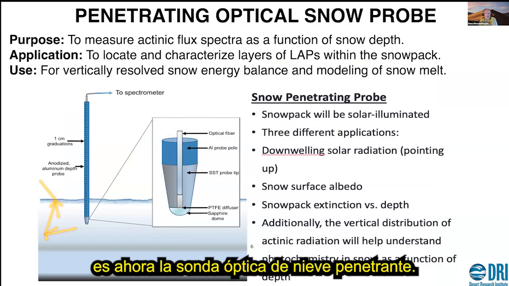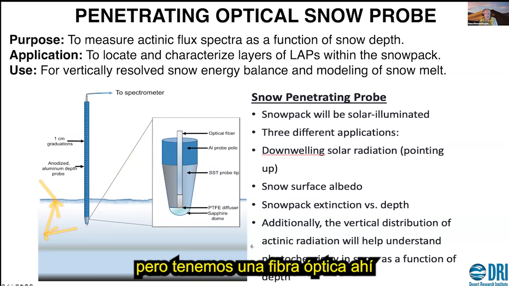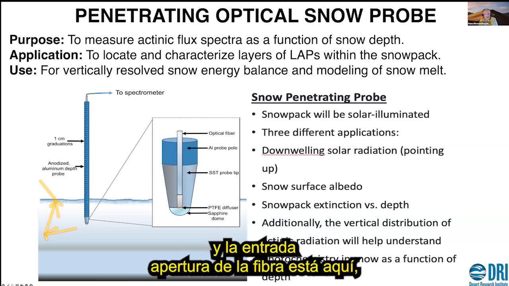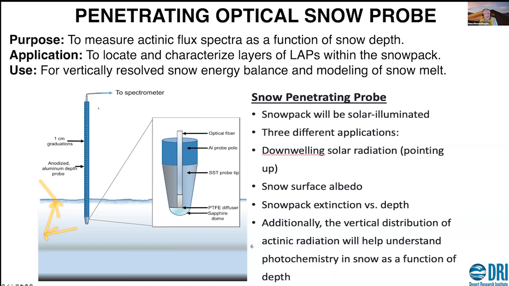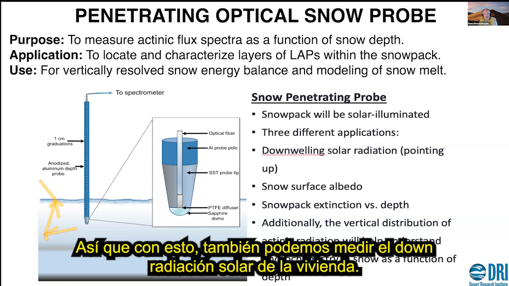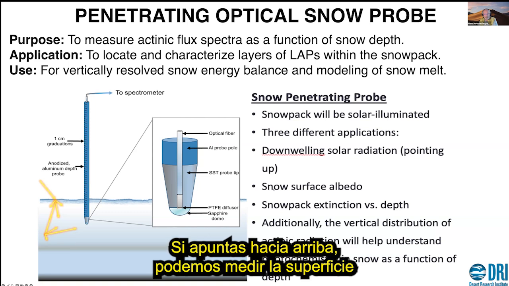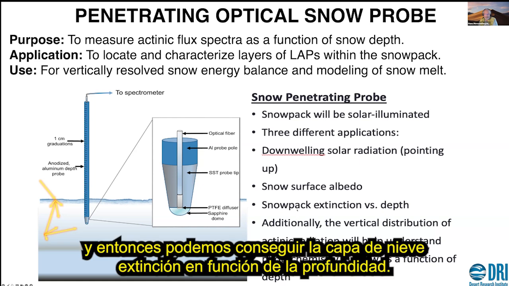Here's now the penetrating snow optics probe. It's essentially just a cylinder, very similar to an avalanche probe pole, but we have an optical fiber in there. And the entrance aperture of the fiber is here in the tip of the probe with a sapphire window above it. And then we connect the fiber to a spectrometer. So with this, we can also measure the down-dwelling solar radiation. If we point it upwards, we can measure the surface snow albedo if we point it towards the snow. And then we can get the snowpack extinction versus depth.